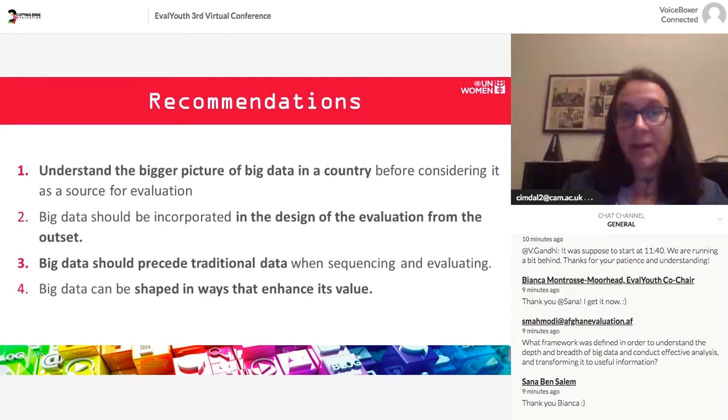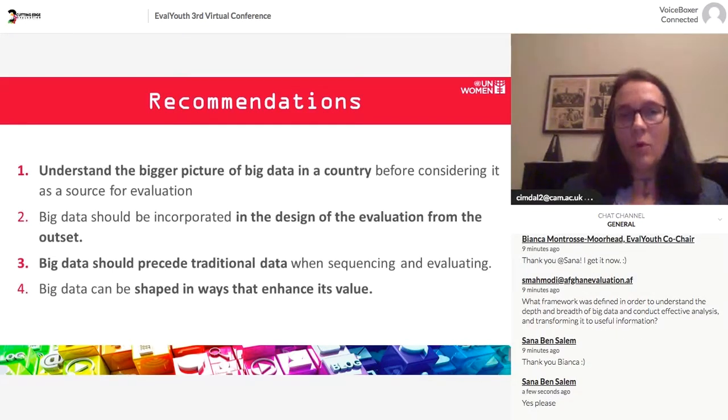We have the findings for each one of the data sources, and then finally we have these 4 recommendations. One of the first recommendations is that you need to understand the bigger picture of data in a country before considering it as a source of evaluation. We cannot just assume that big data can be used in any context, and big data should be incorporated in the design of the evaluation from the outset. For example, we can promote use of certain hashtags that will help us to get some information in the midterm or at the end of the intervention.